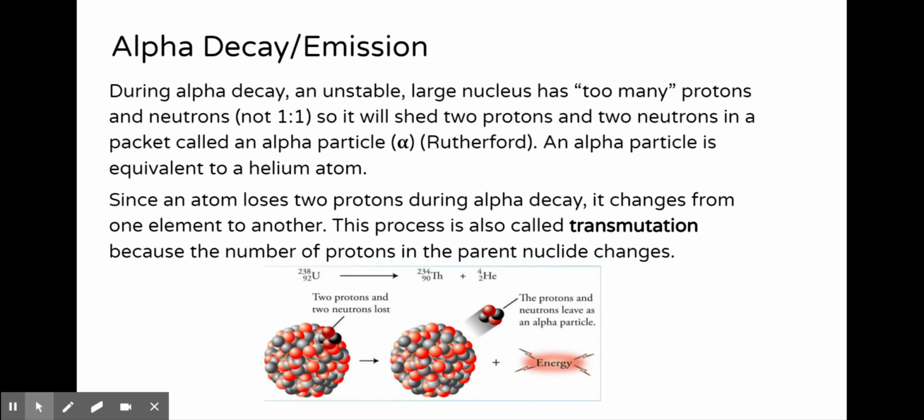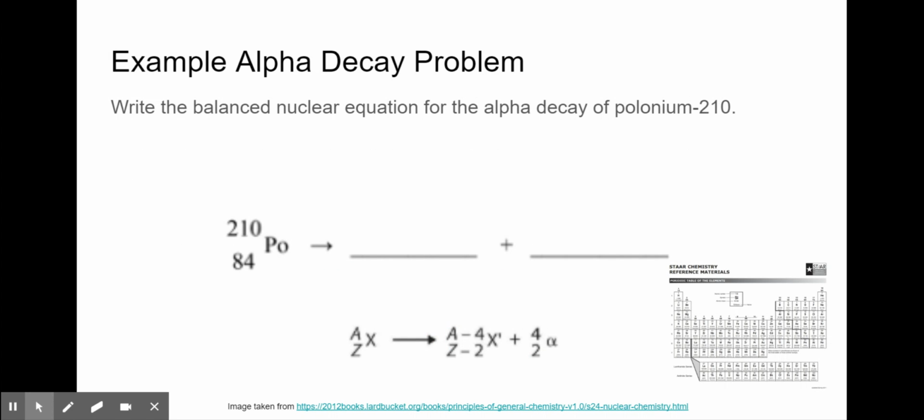An alpha particle is equivalent to a helium nucleus. Since an atom loses 2 protons during alpha decay, it changes from one element to another. This process is also called transmutation because the number of protons in the parent nuclide changes. So let's do an example problem. Write the balanced nuclear equation for the alpha decay of polonium-210. If it's alpha decay, the first thing that needs to pop into my mind is helium. So first and foremost, one of my products is an alpha particle, or I could write it as a helium.